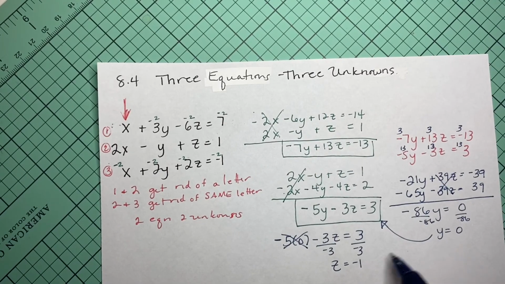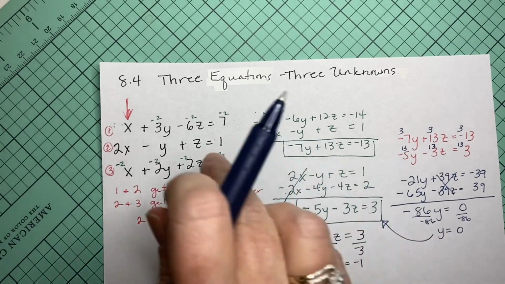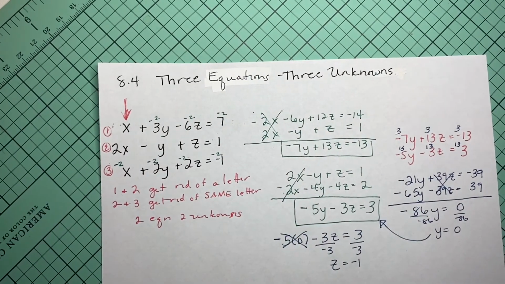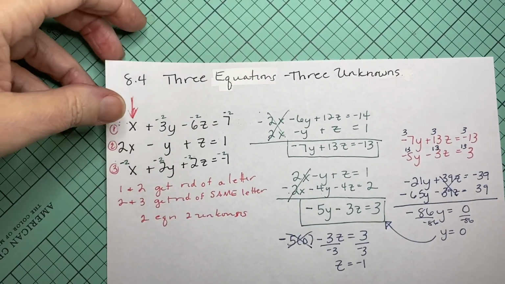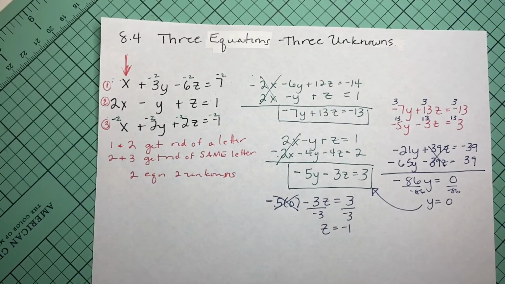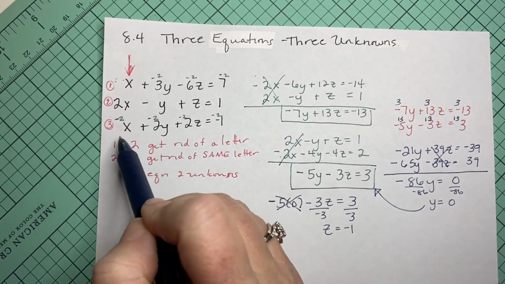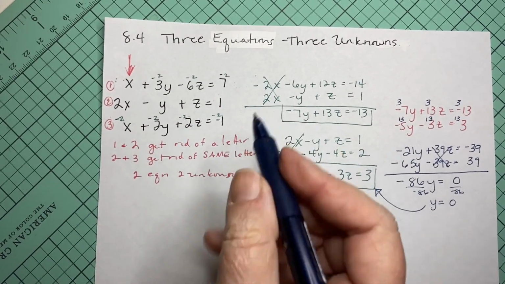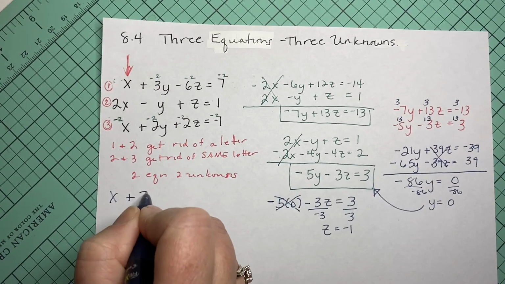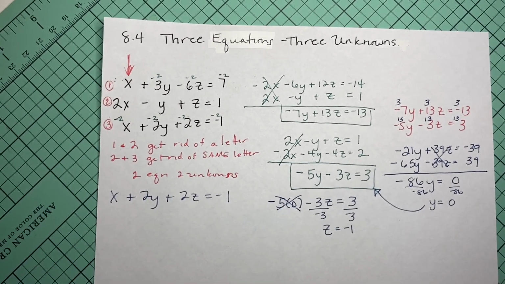So now I have 2, so I have to go back to one of the original 3. I can't plug a 0 into here because it still has 2 unknowns. And for 3 unknowns, I have to know 2 of them to solve for the third one. So you can pick any one of these equations you want. It doesn't matter. I'm just going to pick this bottom one. I am going to rewrite it just so I make sure I don't miss any of my signs and everything. So that's the original equation.